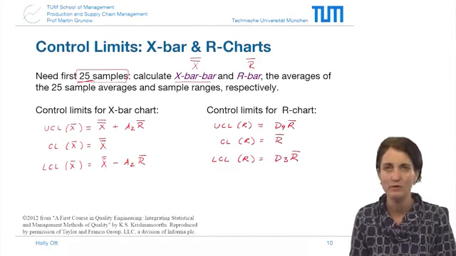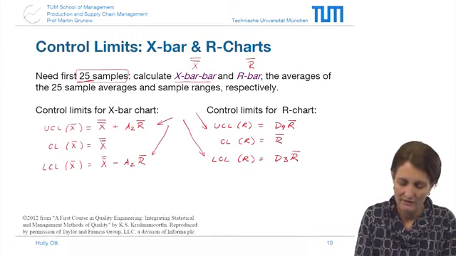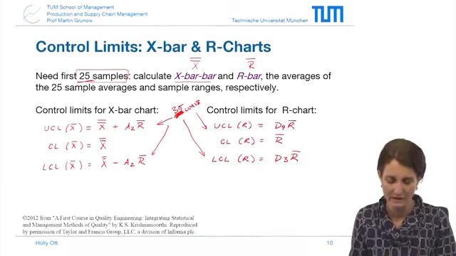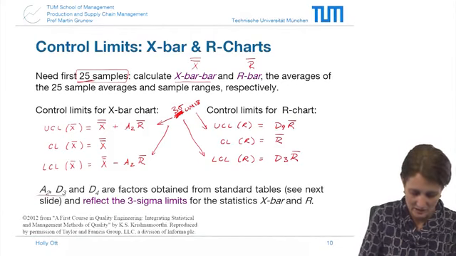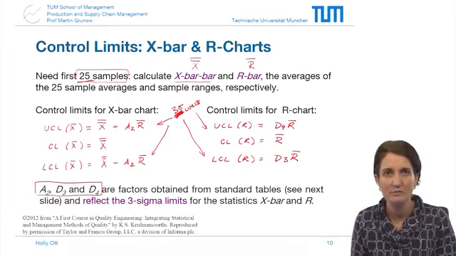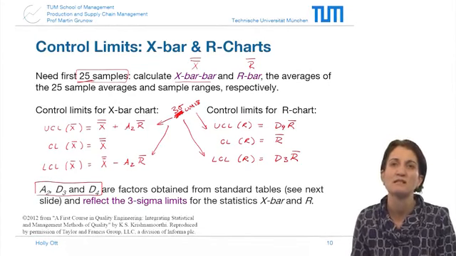Now, we've made this important point that these upper and lower control limits need to reflect the 3 sigma limits, the natural control limits, where we know that within these control limits you have 99% probability that your values will fall between those limits. So the way we do this, these factors A2, D3, and D4 can be obtained from standard tables, which I show on the next slide. These reflect the 3 sigma limits for the statistics X bar and R.